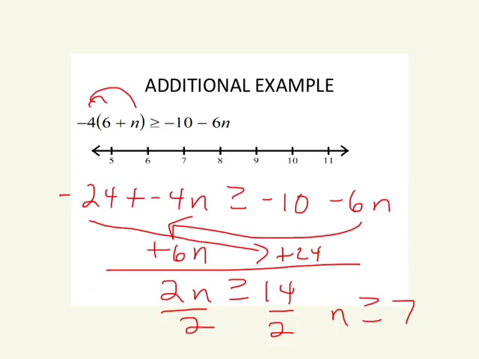Well, now I'm ready to graph this. Since it's equal to, I have to put a closed circle at 7. And then greater than is to the right. We shade to the right.